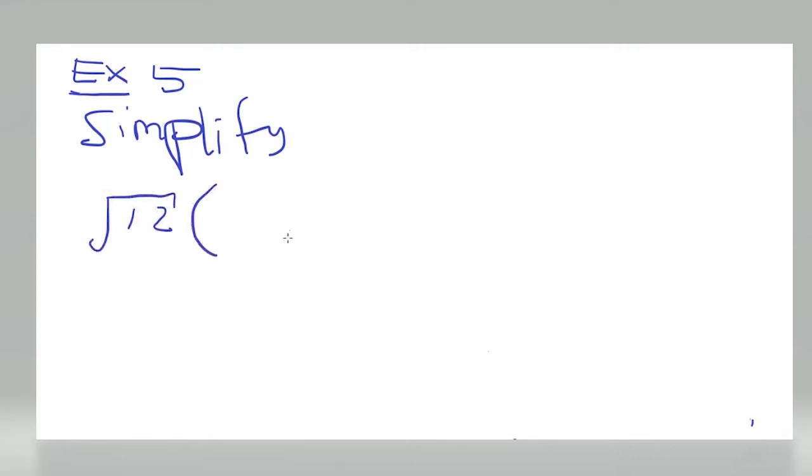Now, example number 5 says to simplify this one. Simplify 12 under root, and there's a bracket here, then 3 under root plus 5 under root. Now solution.